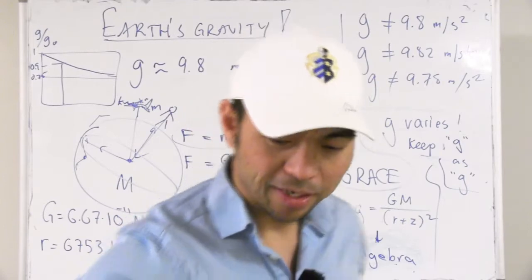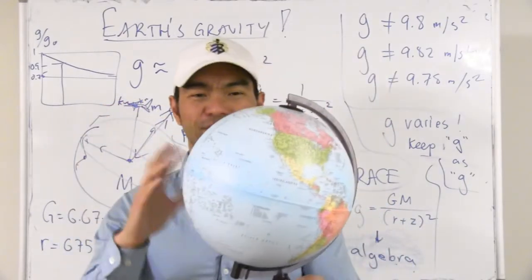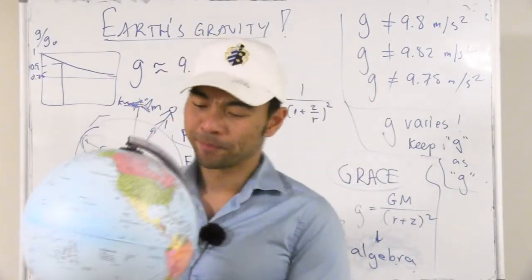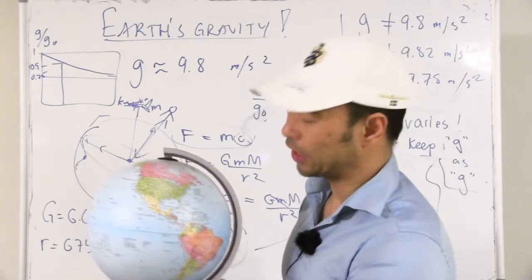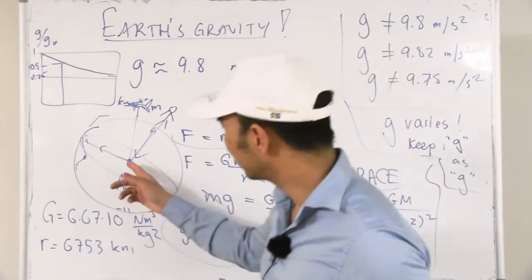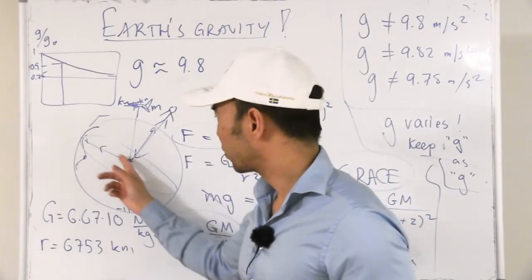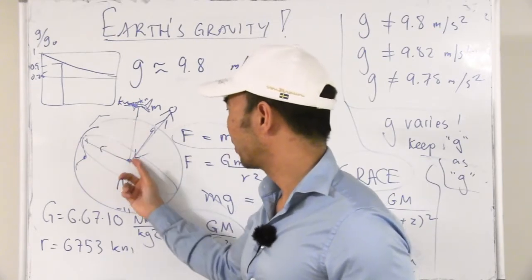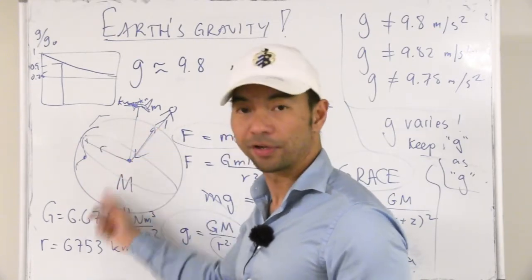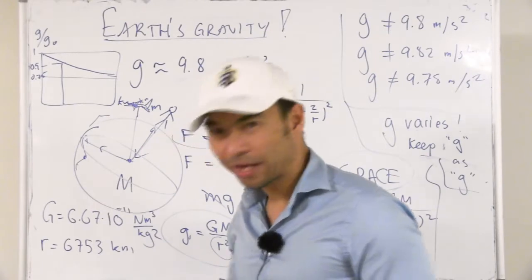So this is basically a model of our Earth. It's very spherical here, but as a matter of fact, the Earth is oblate, meaning that the radius of the Earth on the equator is longer than the radius pointing to the north and the south poles. So what does this imply?